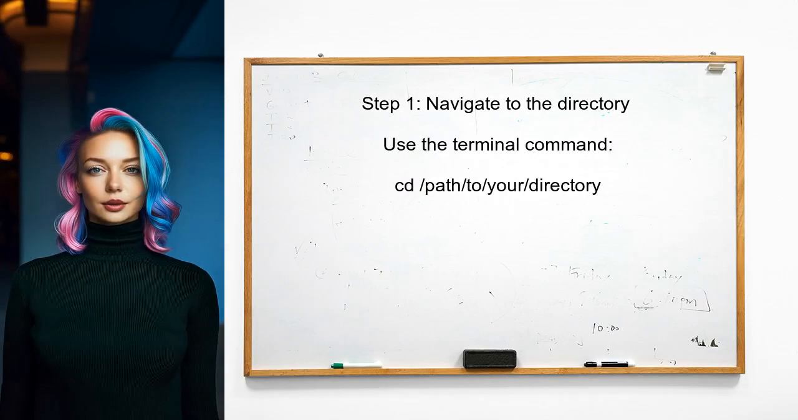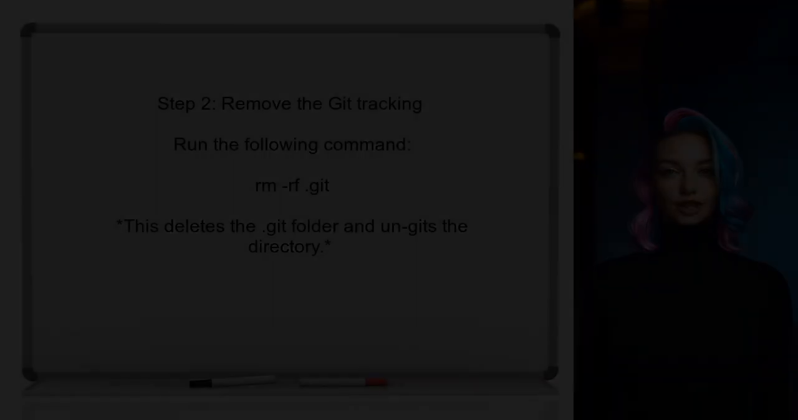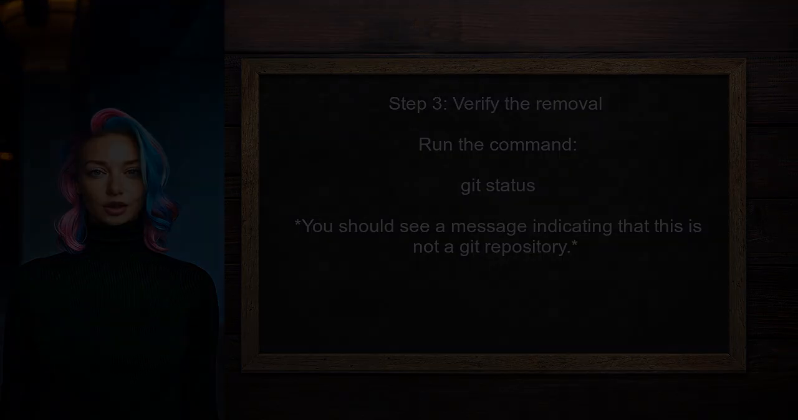To un-git a directory, the user should first navigate to the directory that is currently under version control. This can be done using the terminal. Next, the user needs to remove the Git tracking from this directory. This is accomplished by deleting the .git folder, which contains all the version control information. After removing the .git folder, the user should verify that the directory is no longer under version control. This can be done by running the git status command.